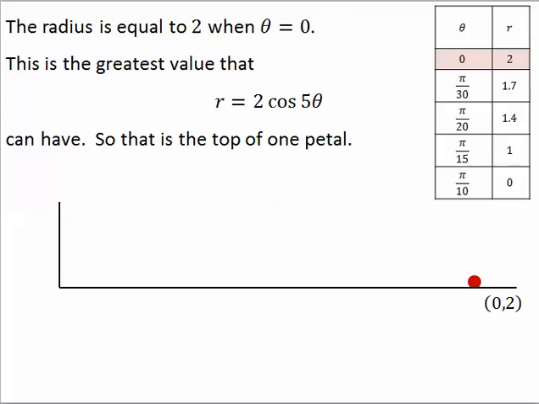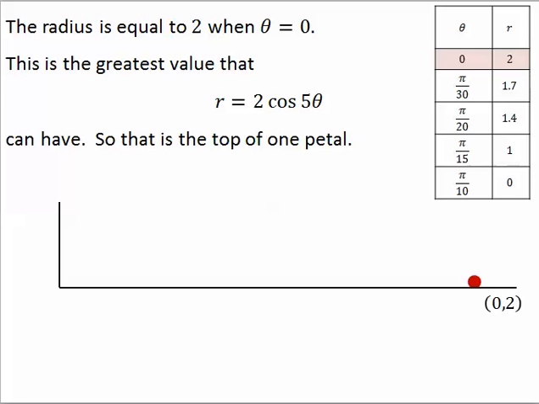The radius is 2 when theta equals 0. That is the greatest value that r can have for this polar equation. Now, why is that? Cosine goes between -1 and 1. So twice cosine goes between -2 and 2. So if I'm at a place where r equals 2, I'm at the greatest value for r. So if r equals 2, that has to be the top of a petal.